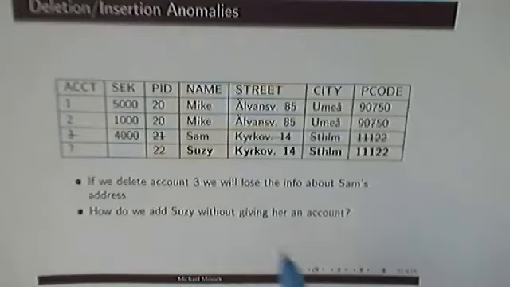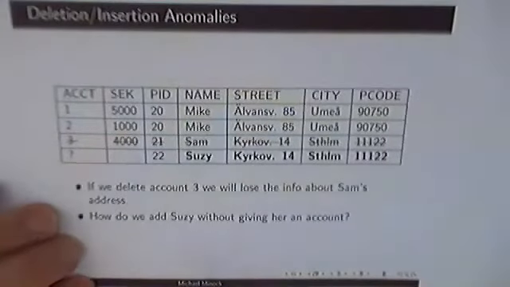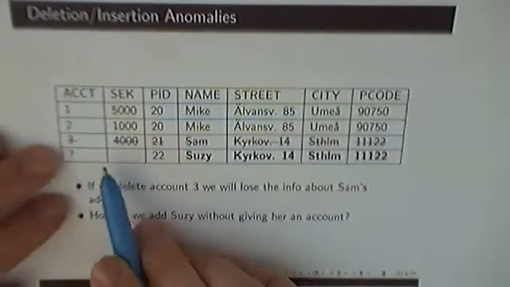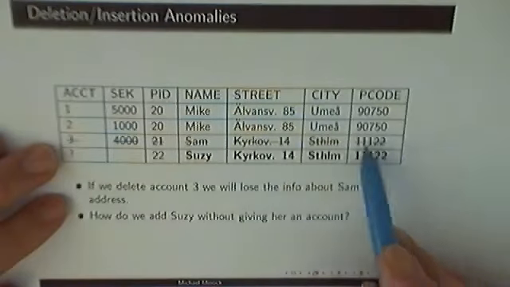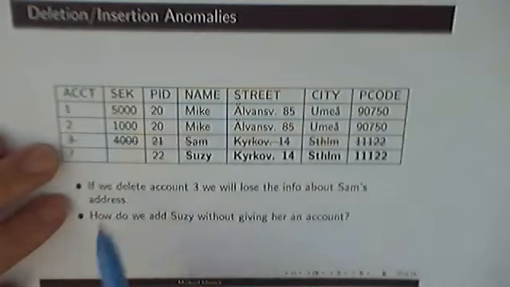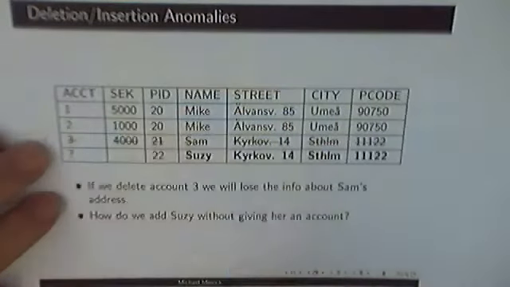Now we also have what are called insertion and deletion anomalies. We did an update, but now what if we delete account 3? That was Sam's account. Sam lives at Kyrkogatan in Stockholm, and we want to delete account number 3. Well, if we delete the whole tuple, then we're going to lose Sam's address information as well.